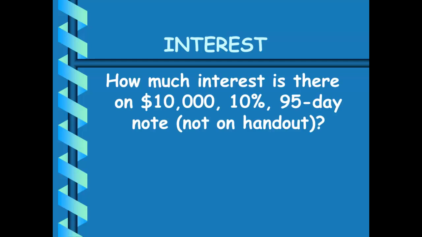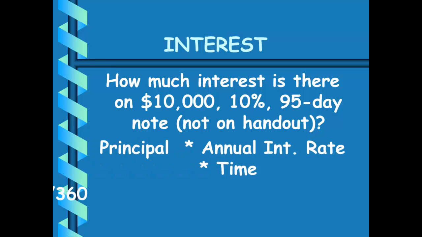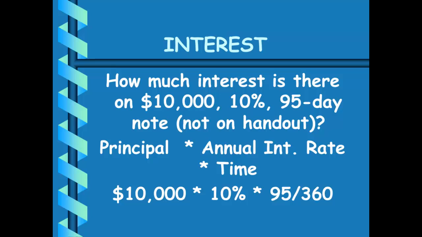All right, let's get our calculators out. This is going to sound silly, but I want you to punch things into your calculator exactly the way I tell you for this one. We're trying to calculate interest on a $10,000, 10%, 95-day note. So my formula would be 10,000 times 10% times 95 over 360. All right, let's clear your calculator. We're going to do this together. I know this sounds silly, but there's a reason for it. I want you to punch 10,000 into your calculator. Then push times.